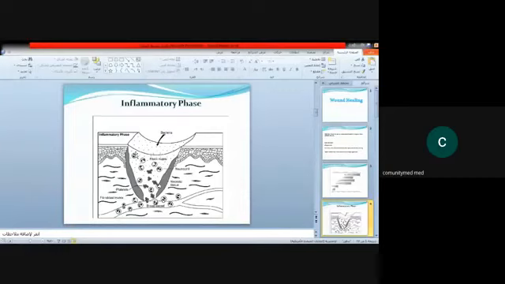The first cells that enter the wound are the neutrophils, and these are important cells as they have a phagocytic property. They can engulf bacteria, destroy bacteria. They can clean the wound and prepare the wound for the healing process. These are the first cells that are going to enter the wound.